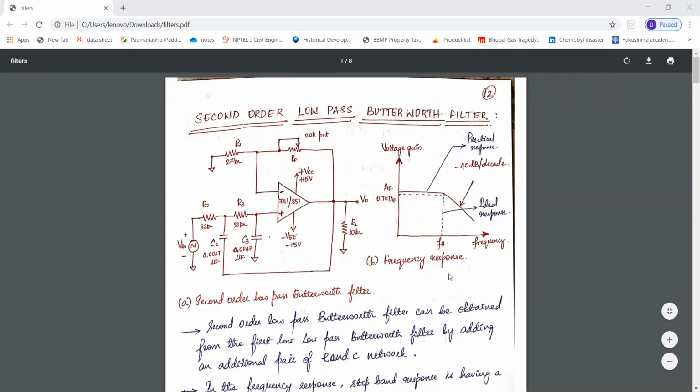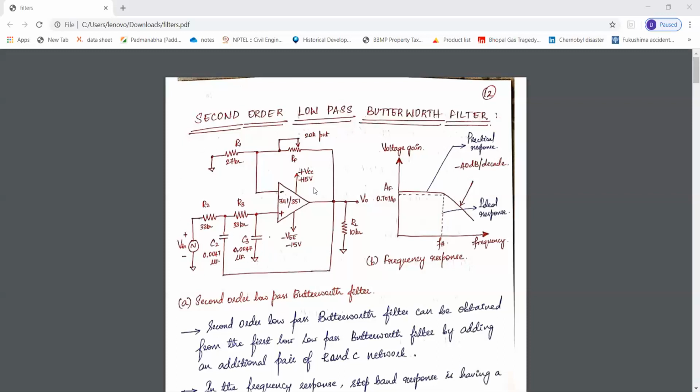the same. The frequency response will remain the same, except that the roll-off rate will be minus 40 dB per decade. The second order low pass Butterworth filter is obtained from the first order low pass Butterworth filter by adding an additional pair of R and C as shown here.